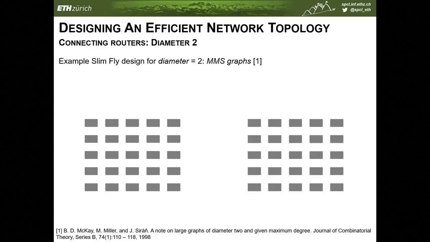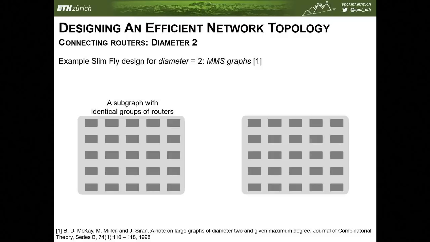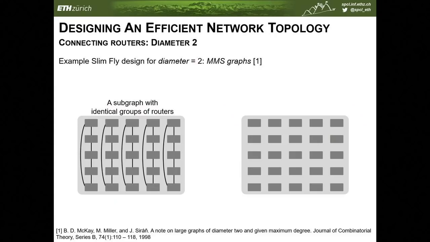So we have two identical groups of routers that will be the construction. Each of these dark squares is a router in the network, or a switch. Again, the same terminology. Then these switches or routers form groups. So in this case, it's a 5x5. There are 5 groups of 5 nodes each on the left side, and these groups have identical connections. I will explain how these connections come to place in a couple of minutes.